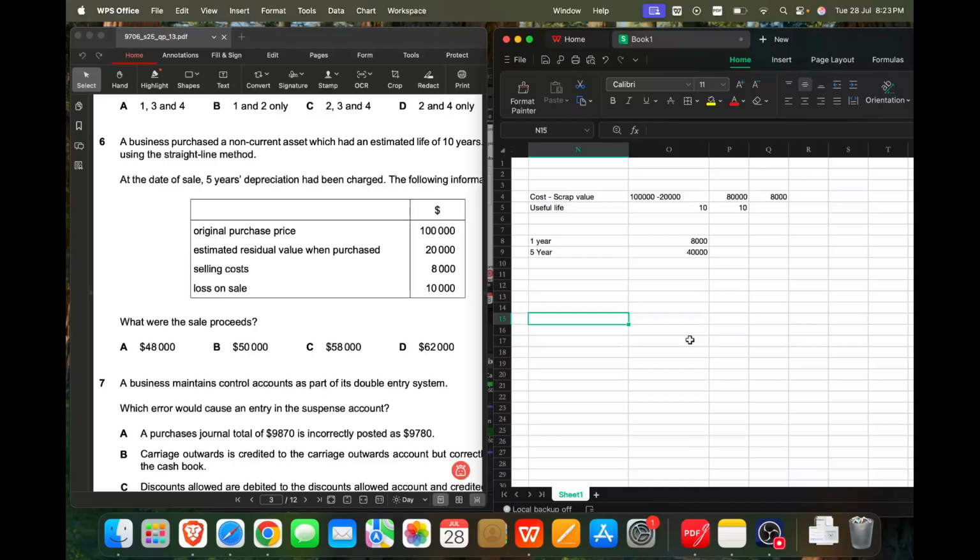Now when we sell this asset, these are the two things that happened. We need to pay the selling expenses, and then the loss on disposal is 10,000. Okay, let's find out. The cost of the asset is 100,000. Then the accumulated depreciation is 40,000. That means the net book value on this day is 60,000.